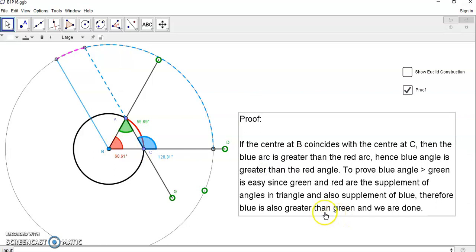So to prove that the blue angle is greater than the green angle is easy, since the green and the red are supplementary to the angles in a triangle. Okay, so in other words, red plus green plus this angle are two right angles, but it just so happens that the blue angle plus this angle are also two right angles, which means that the green angle can only be less than the blue angle. And so we're done. Incidentally, it also proves that the blue angle is equal to the sum of the red and the green angle. It's as simple as that.